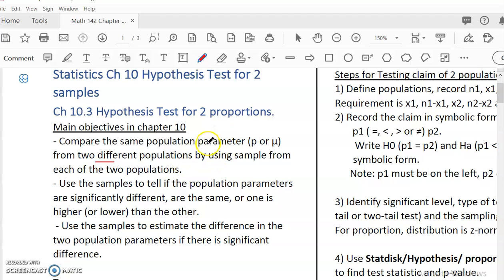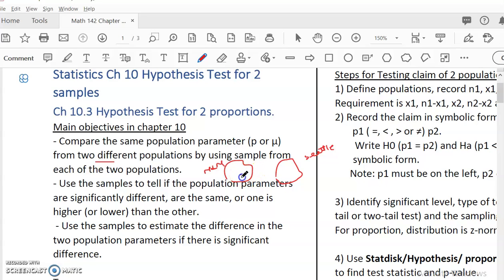Another example would be we can look at two different populations. This is all the population of M&M candies, right? And this is the Skittles candies. It's Halloween time, so we have candies. So we're comparing the same proportion in two different populations, but two proportions. They all start with P.